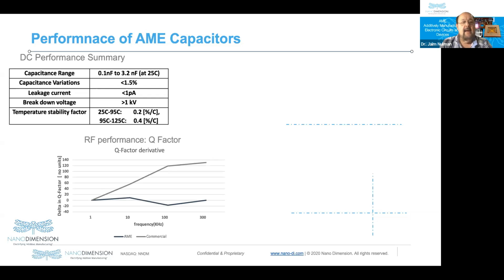Also, the Q factor for the AME capacitors can be seen here by this lower curve. It essentially doesn't change. It's essentially around 0 along the frequency range compared to ceramic off-the-shelf commercial capacitors.